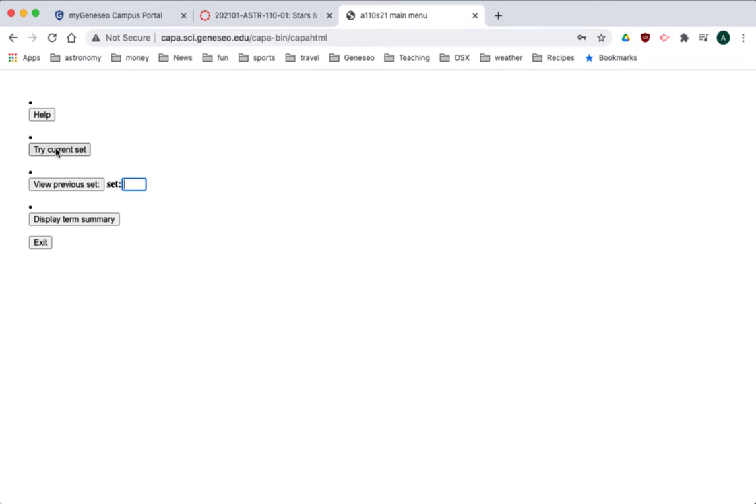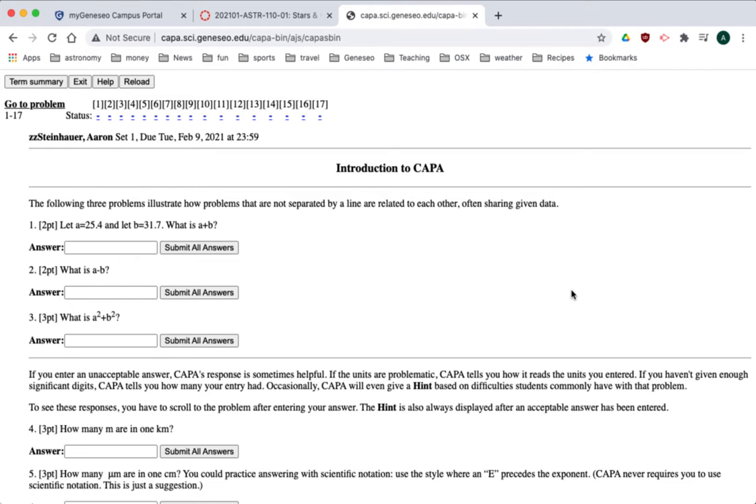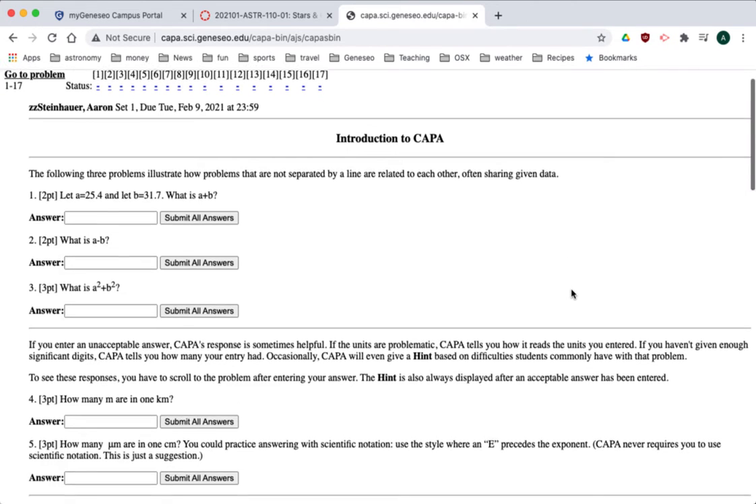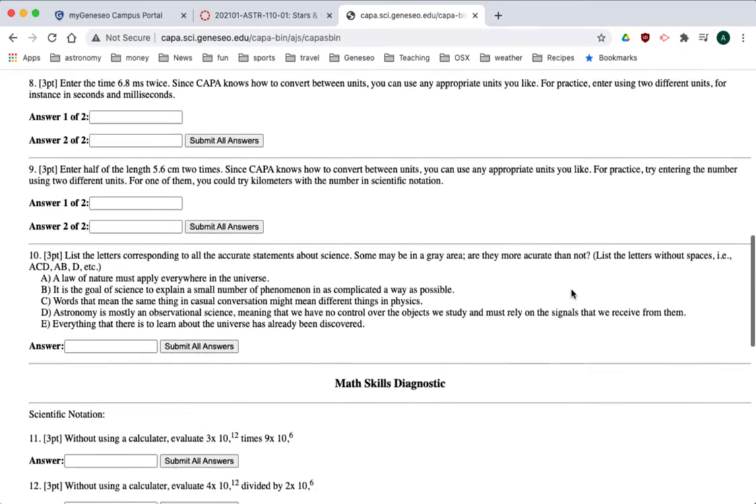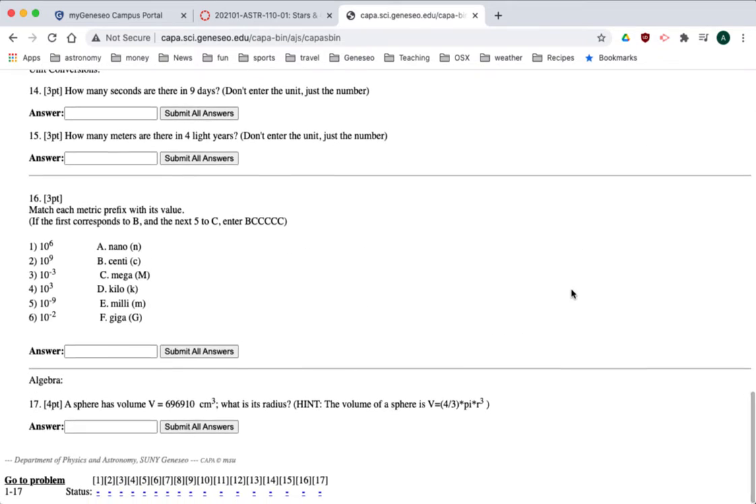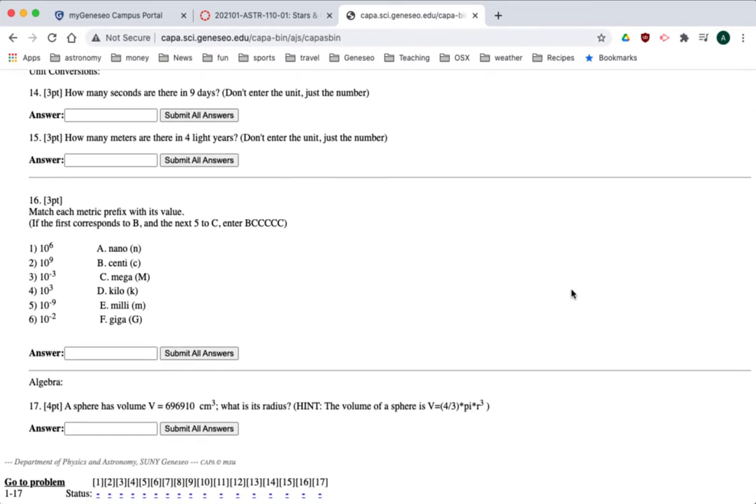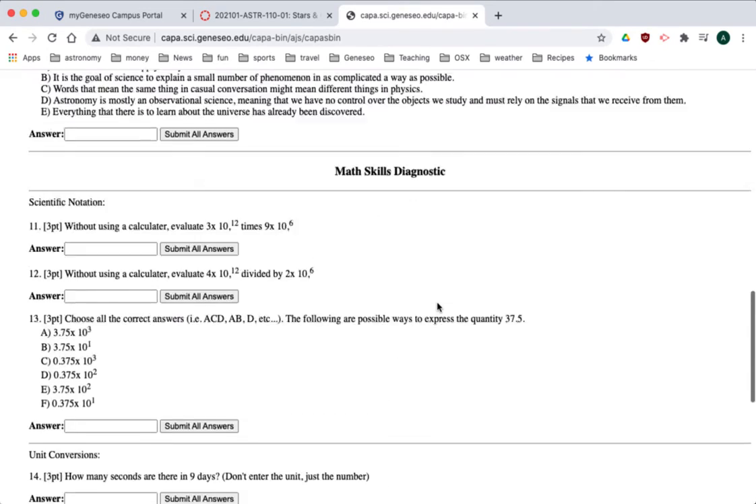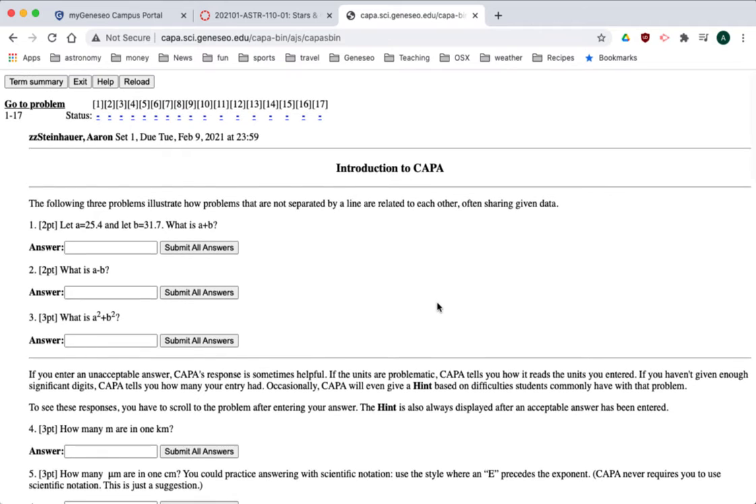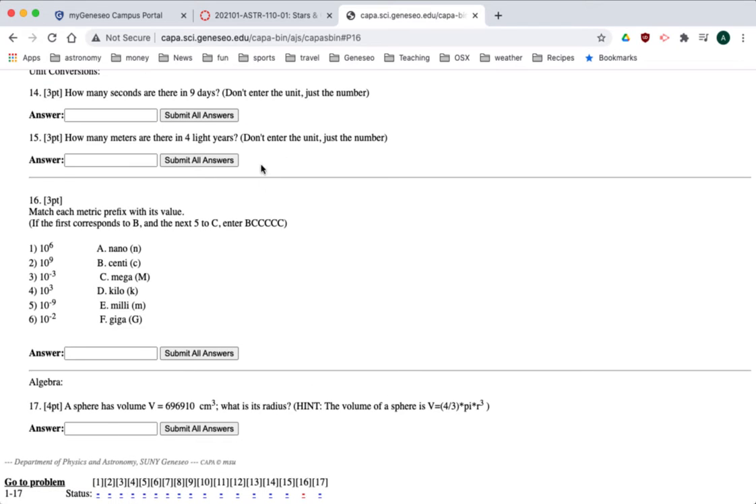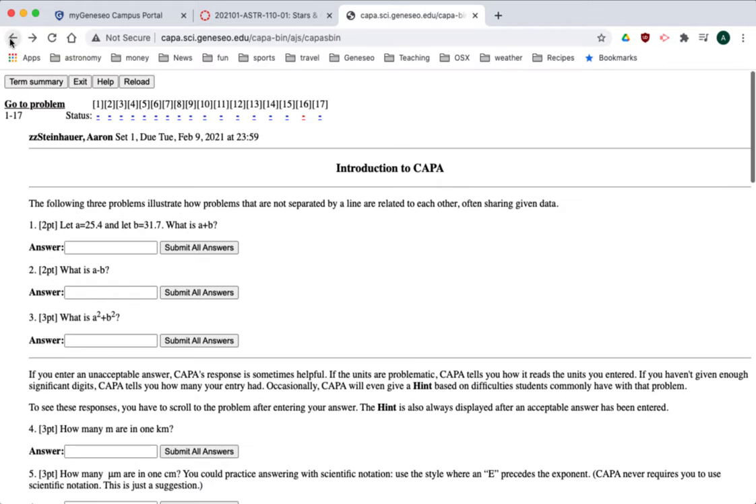So I'm going to click on the try current set button. And this is the entry space where you can actually go ahead and enter your answers for CAPA. It's all exactly the same questions as are on your PDF document, but you can see they're formatted a little bit differently sometimes. Okay, so let's go through these one at a time and sort of show you how this works. These are actually links to all the problems. If you're at the top and you want to go straight to question 16, you can click on this and it will bring you straight to question 16.